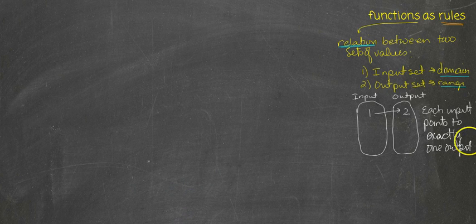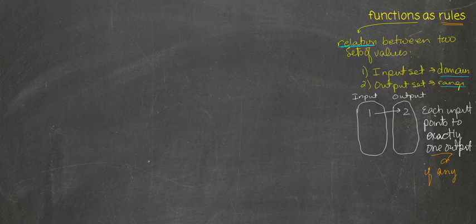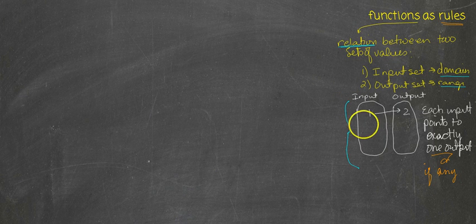Now, that's how we always say it, but it should be said that if there's any output. So it's possible to have an input that doesn't point anywhere, but if there is an output, then there's exactly one output. As soon as you have something that has more than one output, it still may be a perfectly fine relation, it's just not a function. And so this really is the most important thing I've said so far in defining functions. That functions have to have one input points to one output.